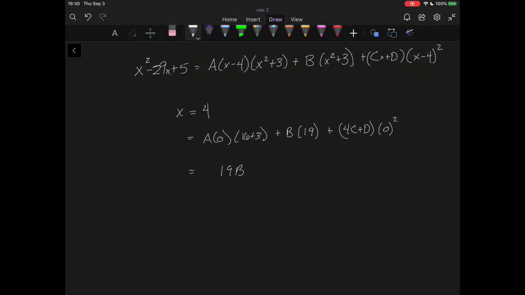So now let's plug 4 into the left-hand side and see what we get. So we have 16 minus 29 times 4. And let's go ahead and do that real quick. So 4 times 9 is 36. 4 times 2 is 8. So it's 116 plus 5. 16 minus 116 is negative 100. Plus 5 is negative 95.